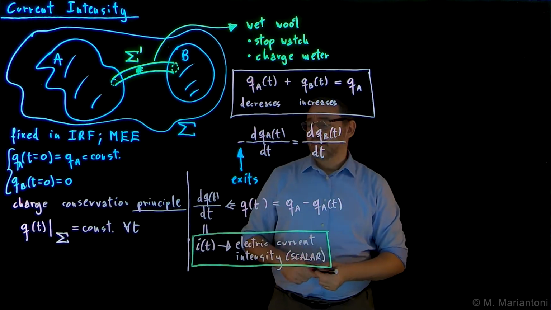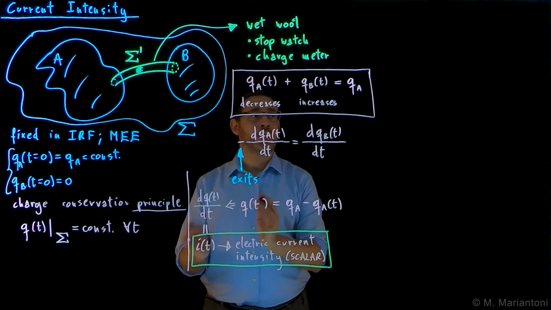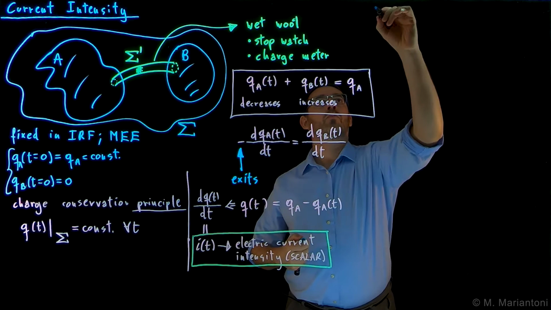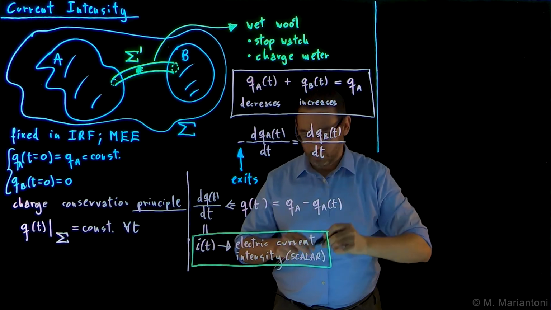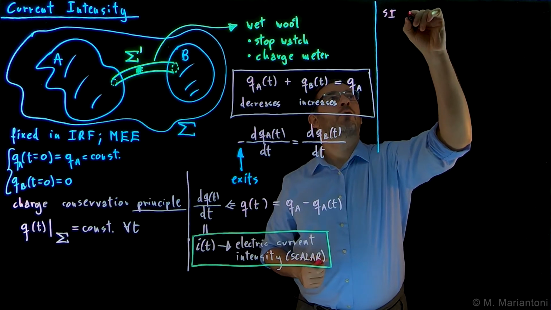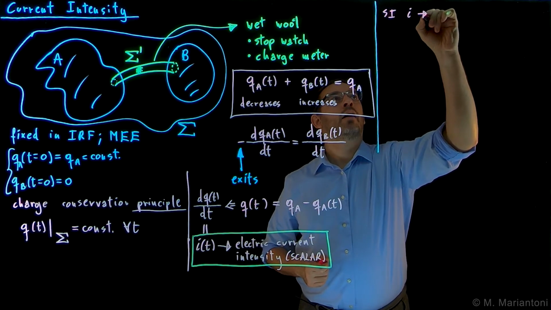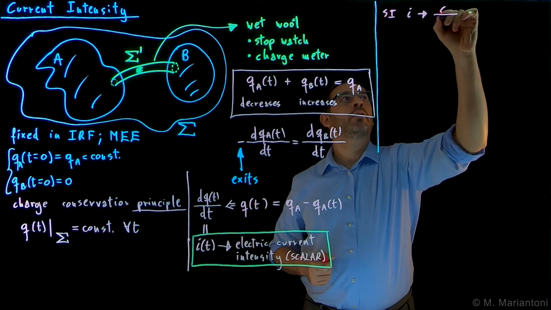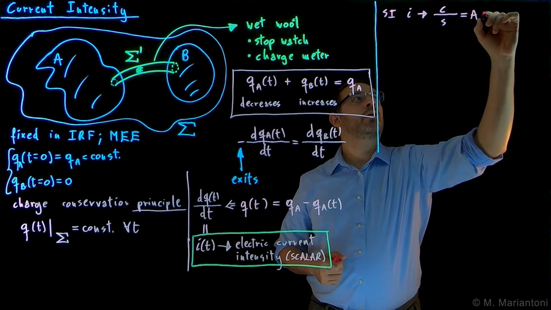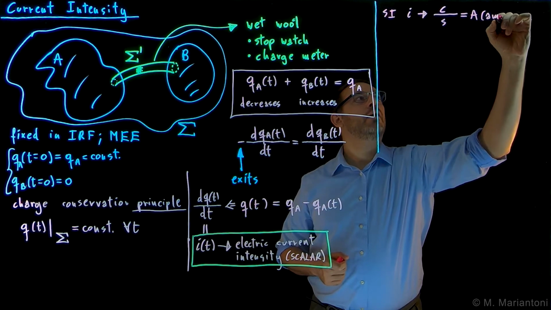This also tells us the unit of current. The SI unit for I is nothing but Coulomb divided by second, and this quantity we call capital A, or if you want, ampere.